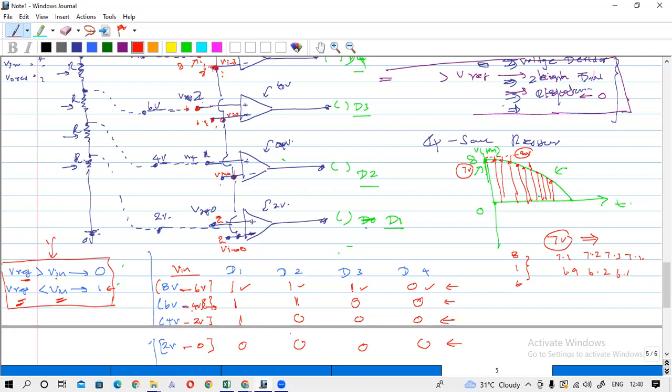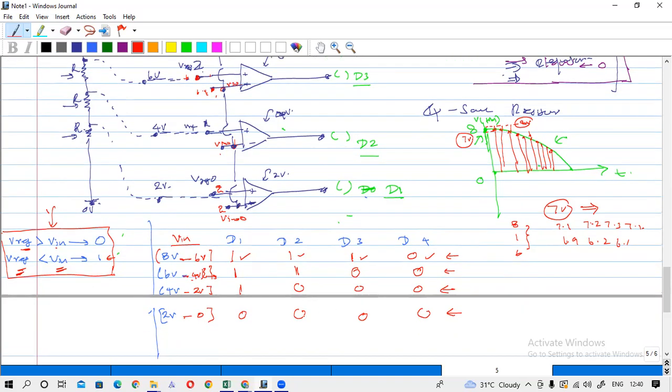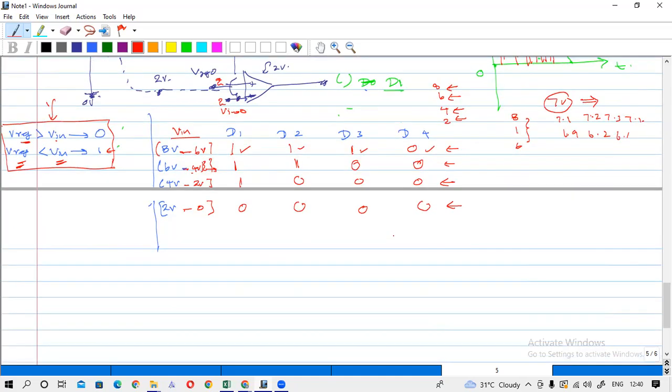So now tell me, you have 4 different binary levels. So you can represent these 4 voltage levels 8, 6, 4, 2 by 4 binary values. But here you have 4 digits. Do we require 4 digits? Do we require 4 bits to represent 4 levels?